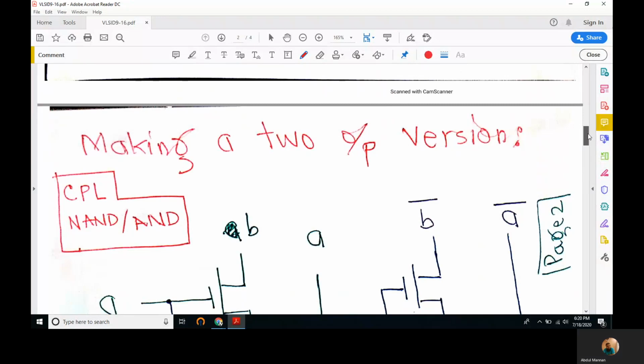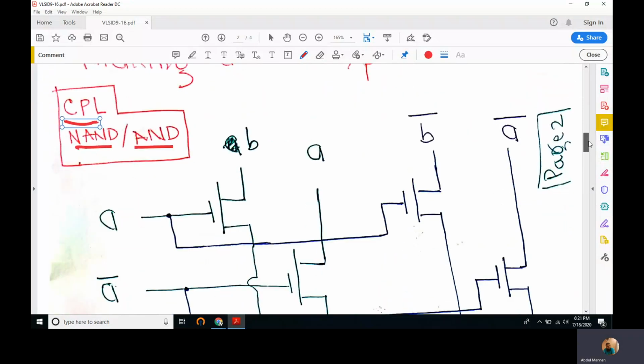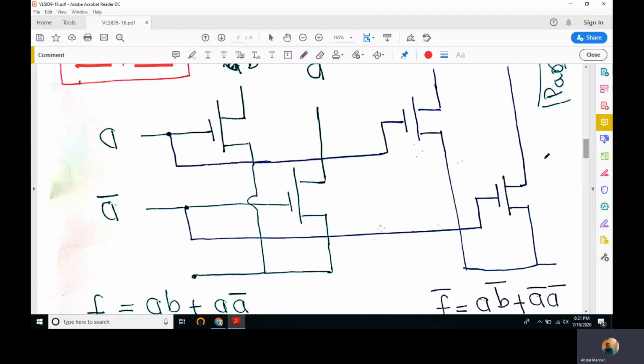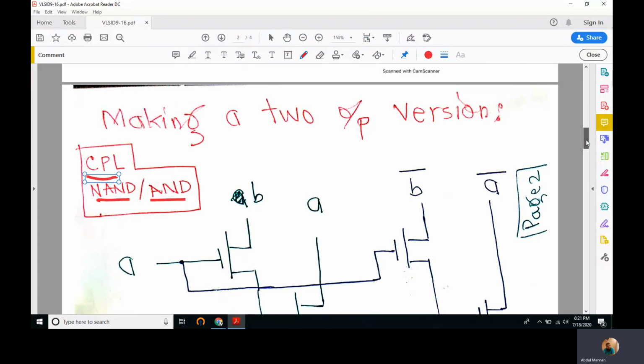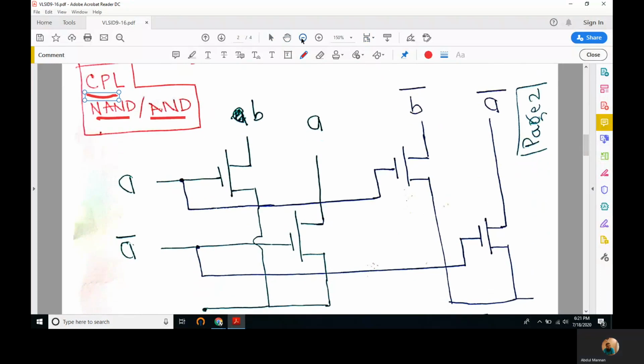Right. So making a two output version, since it's a dual rail logic technique, CPL of a NAND will also have an AND, or CPL of an AND will also have a NAND as the other output. So this is a CPL NAND AND pair. Right, let's take the whole circuit in the picture.